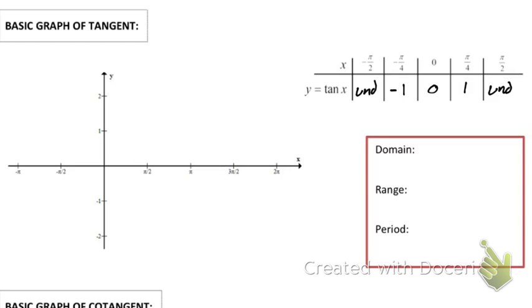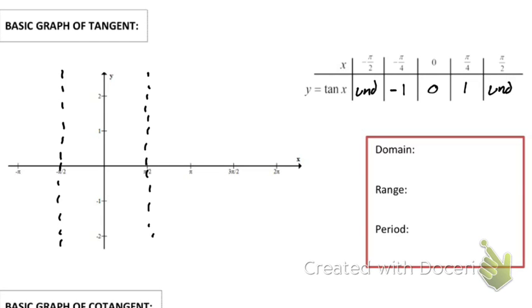Why is undefined important? Now remember with secant and cosecant, we had to draw vertical asymptotes where it's undefined. The same thing is going to happen with tangent. You are going to do a vertical asymptote at negative pi over 2, because it's undefined there. And then we'll do a vertical asymptote at pi over 2. Then we're just going to plot these in between points.